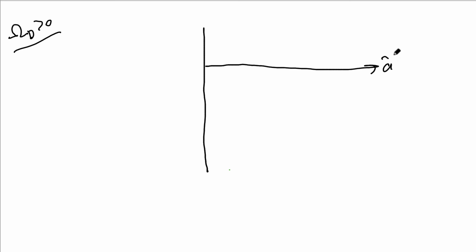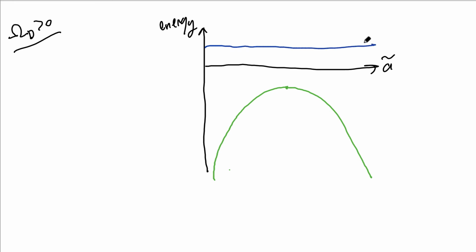So here's the energy diagram in this case. The effective potential begins with a negative 1 over A tilde squared behavior. Then as A tilde becomes large, it becomes a minus A tilde squared behavior. In this case, we see that all open universes and flat universes, as well as some closed universes, have the same qualitative behavior where they begin with a big bang and expand forever.